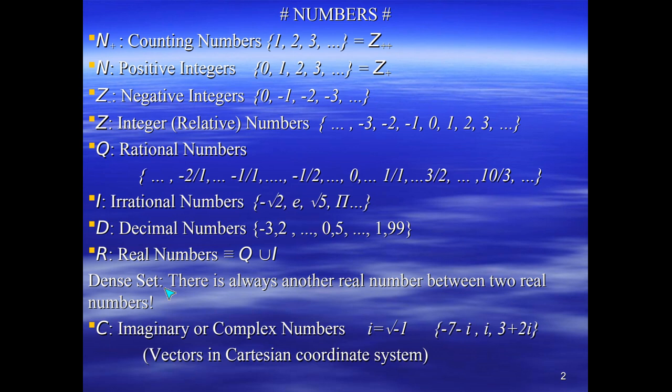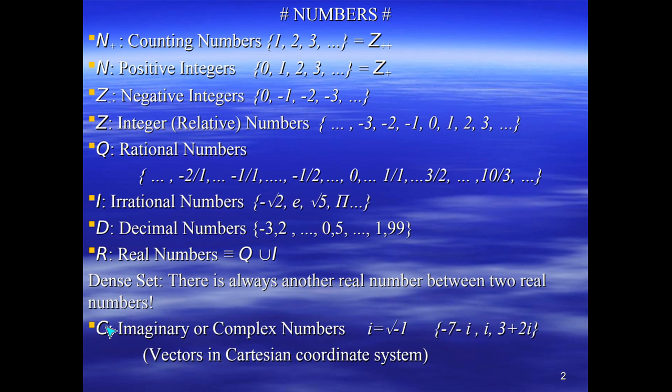A dense set. What is a dense set? Real numbers is a dense set. Neither of the others which we mentioned are dense sets, but the real numbers is. If a set is dense, between any two elements of this set, you find another third one belonging to the set, however small the distance can be between these two. So there is always another real number between two real numbers, which makes the real number set a dense set. You see, yoğun küme in Turkish, dense set.